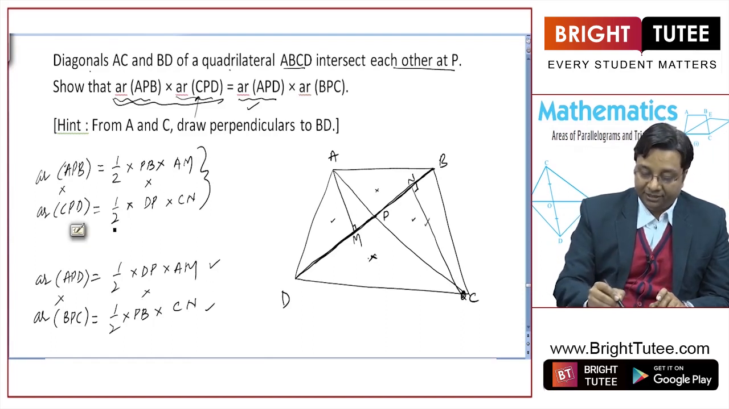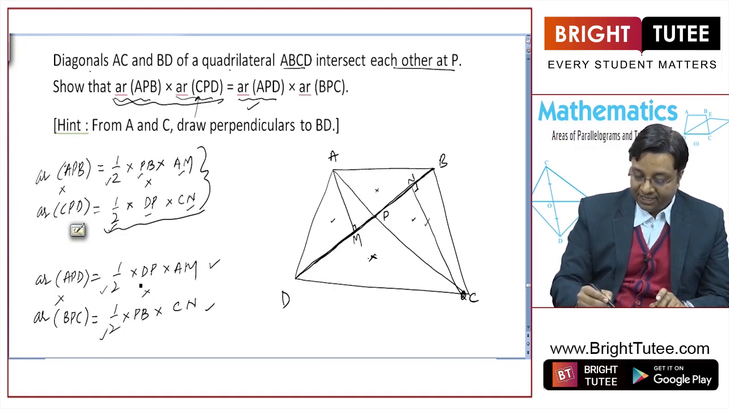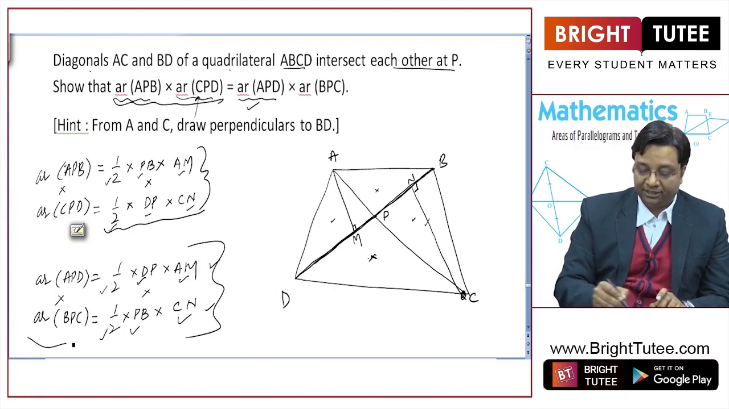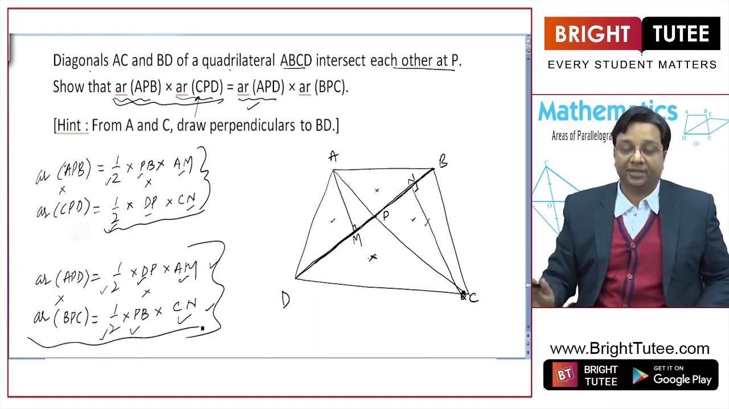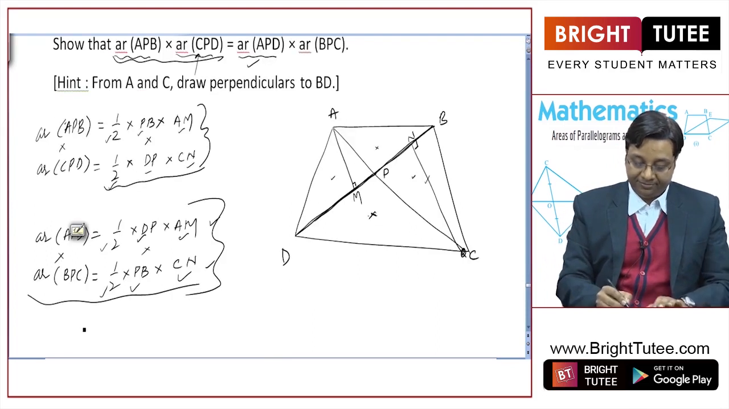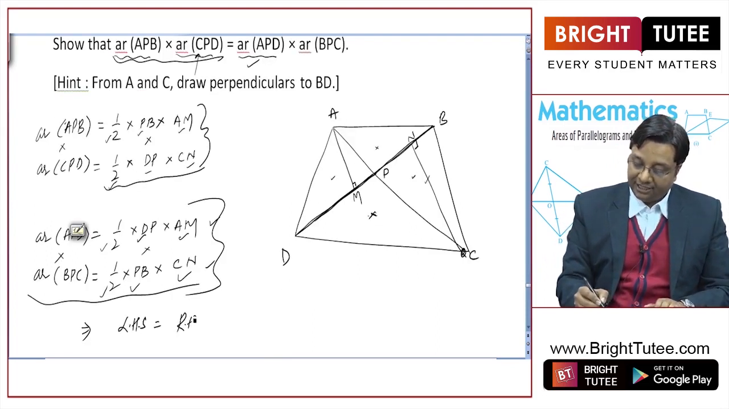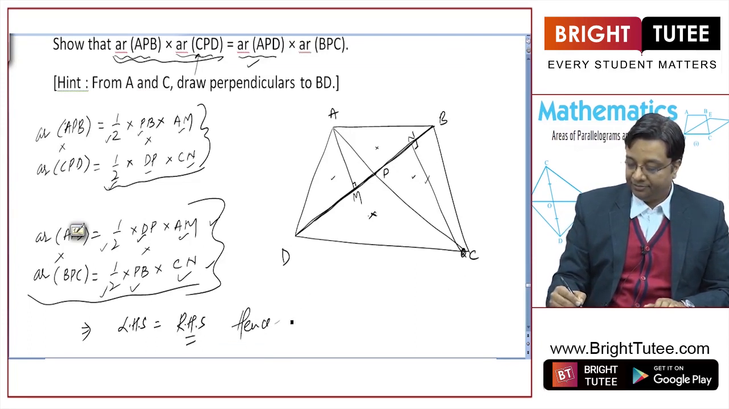Now you can compare this. This product consists of half into half. So this also has half into half. PB AM DP CN. PB AM DP CN. So these two products are equal. Okay. Hence from here I can say left hand side is equal to right hand side. Hence proved.